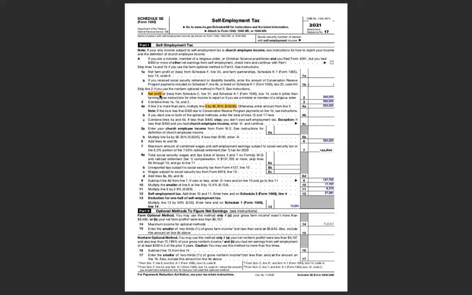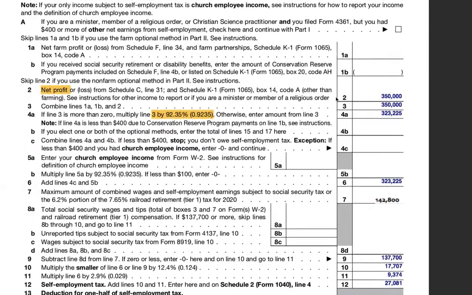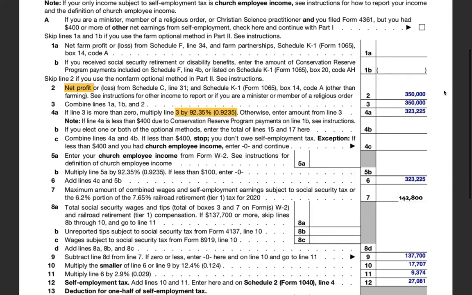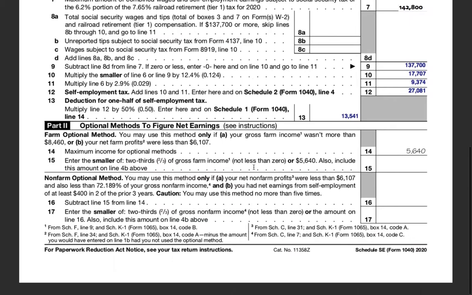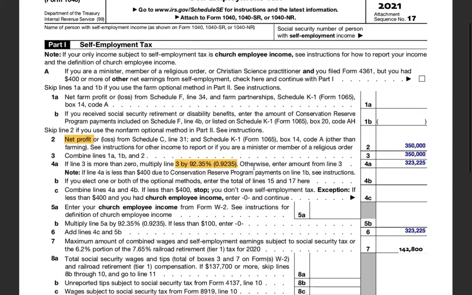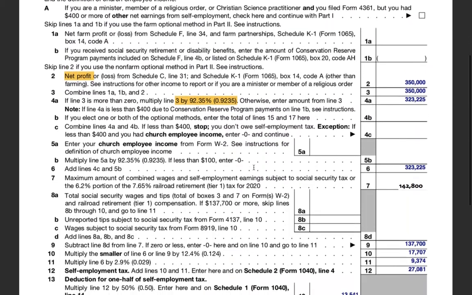So they say put a 92 net profit. Here is the self-employment tax, Schedule SE. So then your net profit, you put it here: $350,000. You can see here $350,000. This is Schedule SE. Okay, once you get on Schedule SE, let's talk about it.